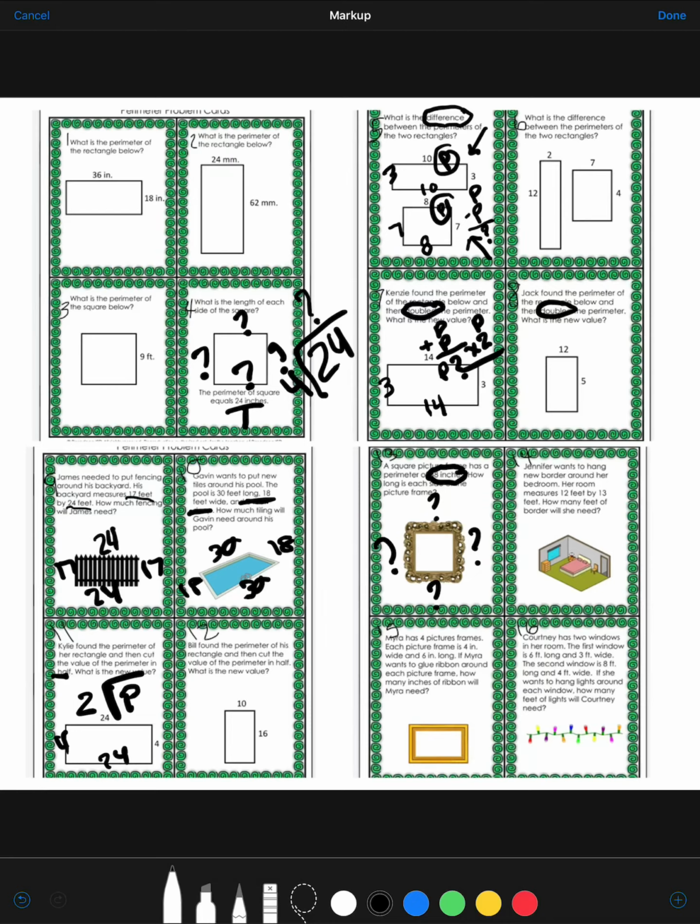Number 15 and 16 are going to be multi-step problems, so you just kind of have to think through it. Okay, be very careful. Make sure you read all of the information that you need. She has 4 picture frames. So you have to find the perimeter for this picture frame and think about, okay, well, if she has 4 of them, then what would I do?